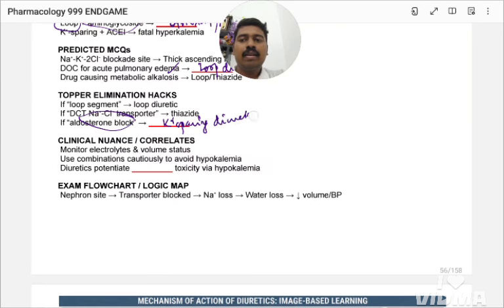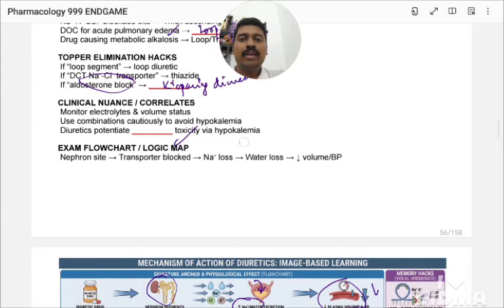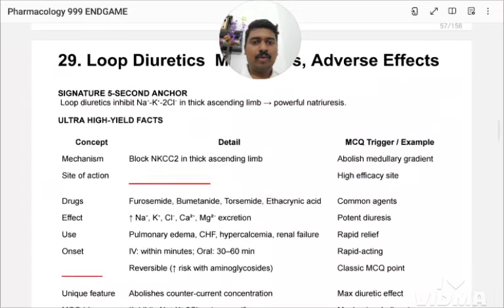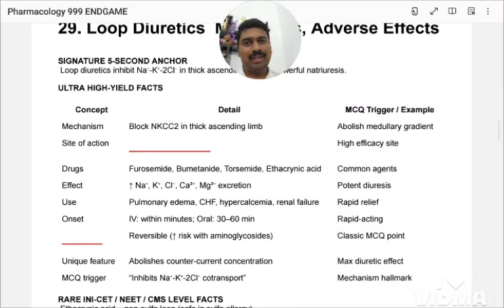Okay. Next, diuretics potentiate what toxicity via hypokalemia? Digitalis toxicity. Okay, so next we'll be continuing along with the same topics, because many questions are being asked from these small topics only. Renal pharmacology is one such topic where, if you study less also, you can actually answer more questions.